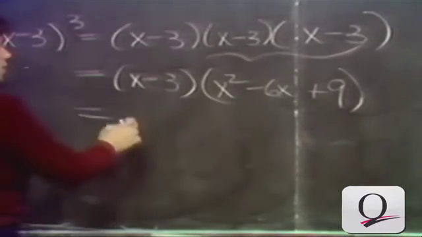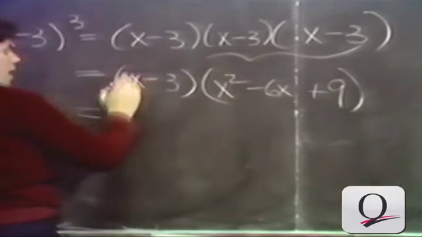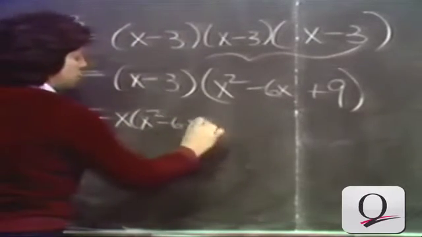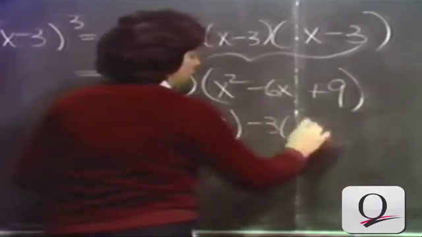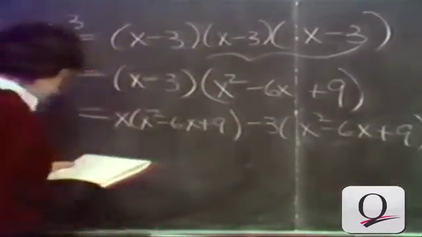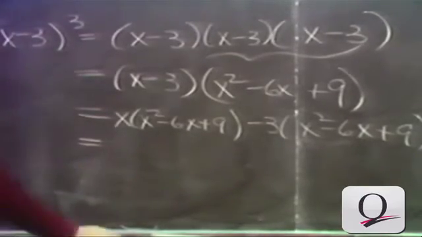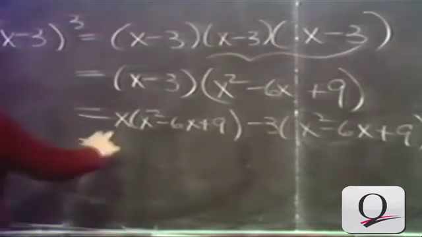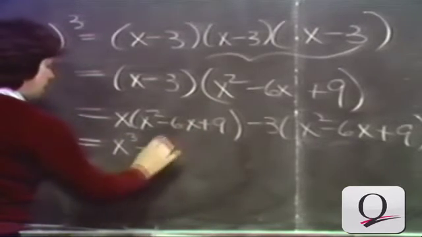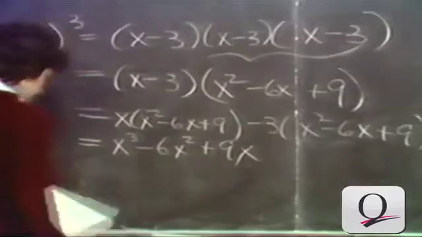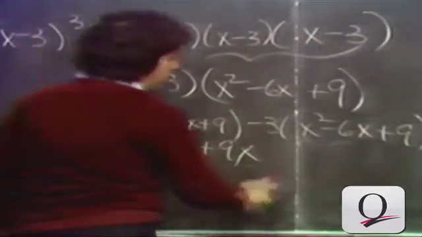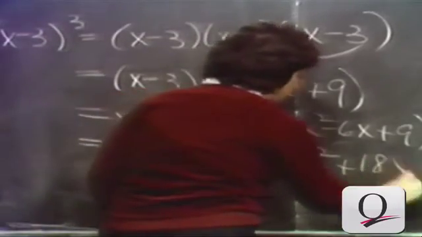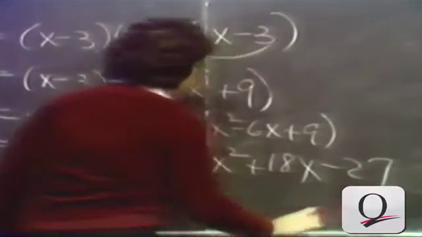We can write this as, think of this as like a plus b times c, so it's going to be a times c plus b times c. That is x times x squared minus 6x plus 9, minus 3 times x squared minus 6x plus 9. Now we will distribute the x through the parentheses here: x cubed minus 6x squared plus 9x. And here we're going to distribute the minus 3 through the parentheses: minus 3x squared, minus 3 times minus 6x for plus 18x, minus 3 times 9 for minus 27.